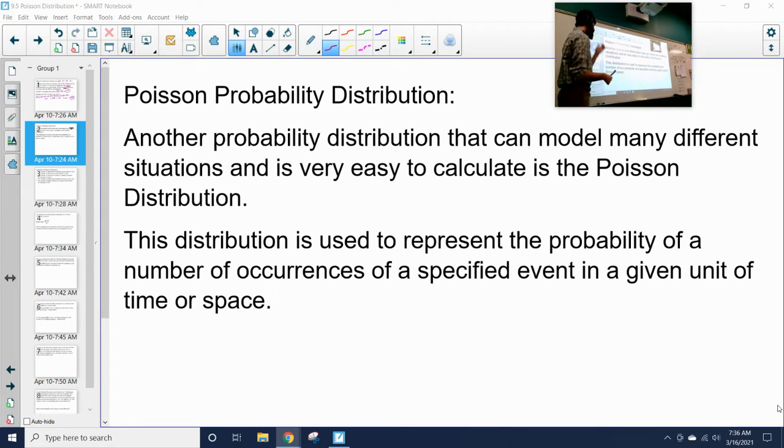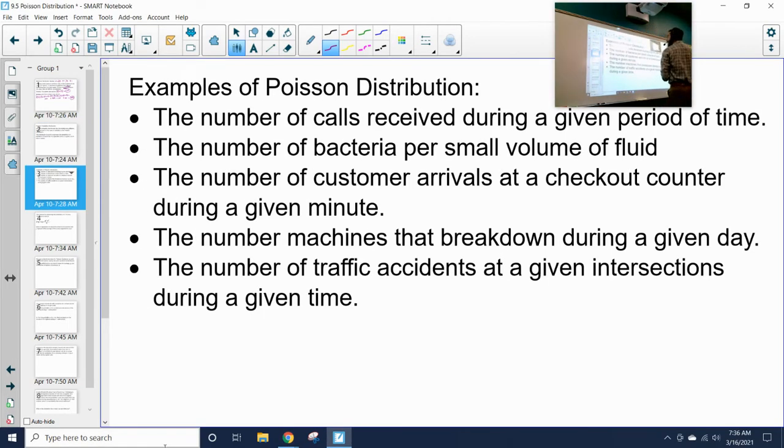This distribution is used to represent the probability of a number of occurrences of a specific event in a given unit of time or space. So we're looking at, what's the probability of something happening in some amount of time if we have a given average? Here are some examples: the number of calls received during a given period of time, the number of bacteria in a small volume of fluid, the number of customer arrivals at a checkout counter during a given minute, the number of machines that break down during a given day, the number of traffic accidents that occur at a given intersection at a given time.